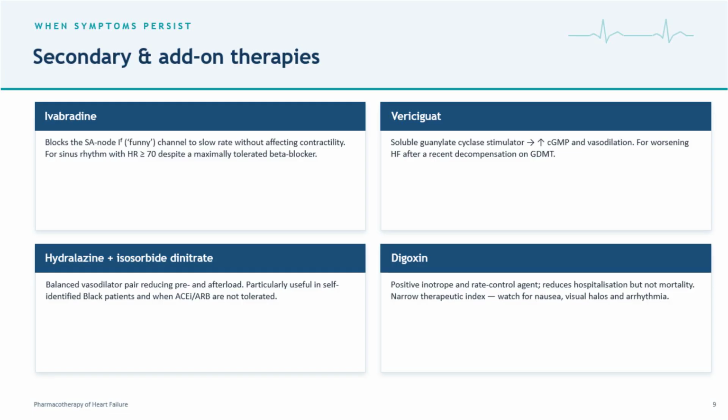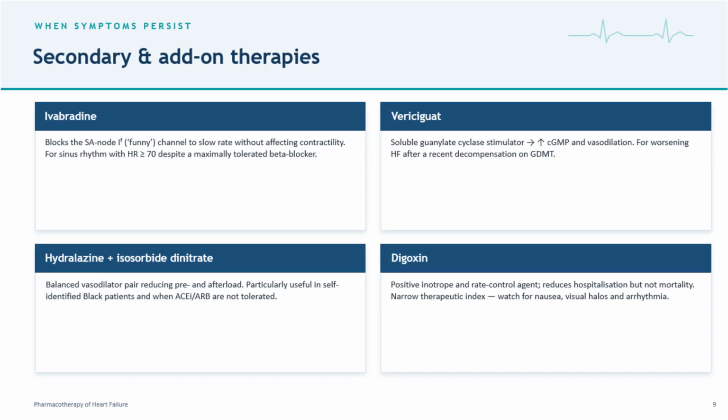That's when we reach for our secondary and add-on therapies, and there are some really clever tools here. Ivabradine blocks the funny channel in the SA node. Yes, it's actually called the funny current. It slows the heart rate without touching contractility. Perfect for patients in sinus rhythm with a heart rate of 70 or more despite a maxed out beta blocker.